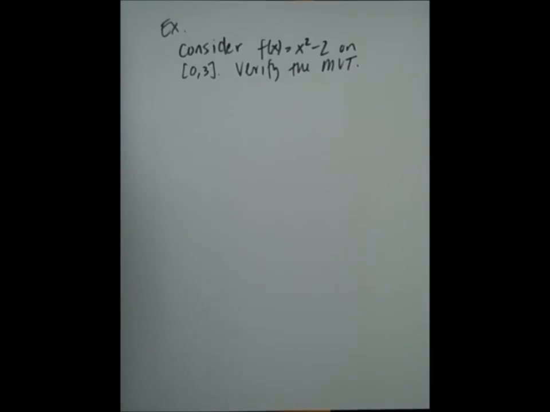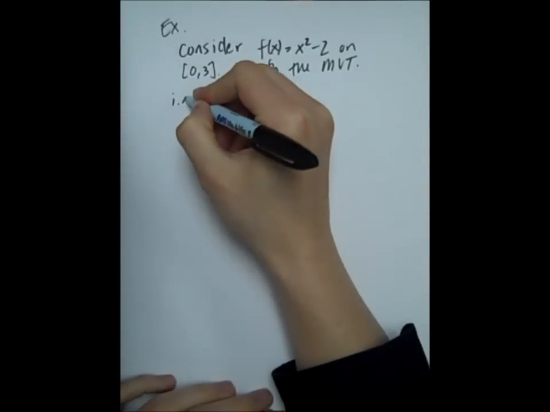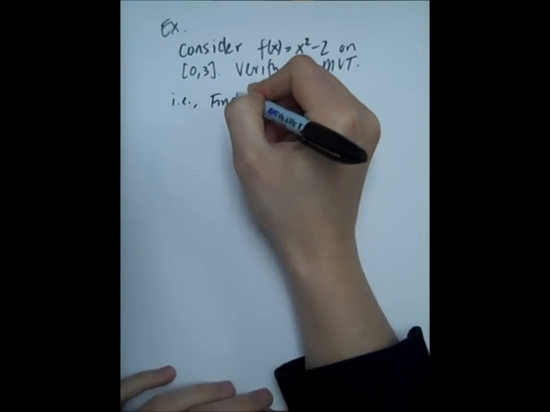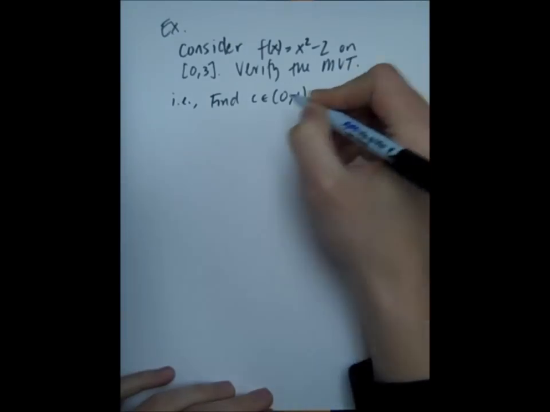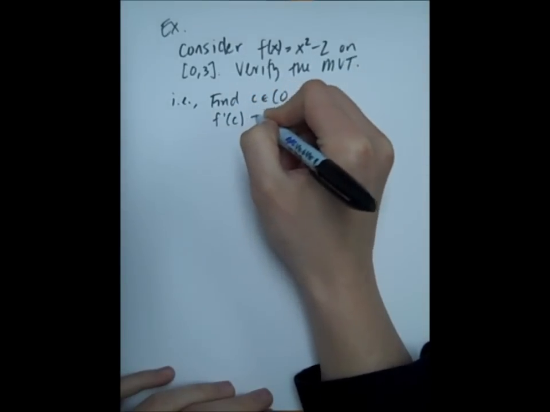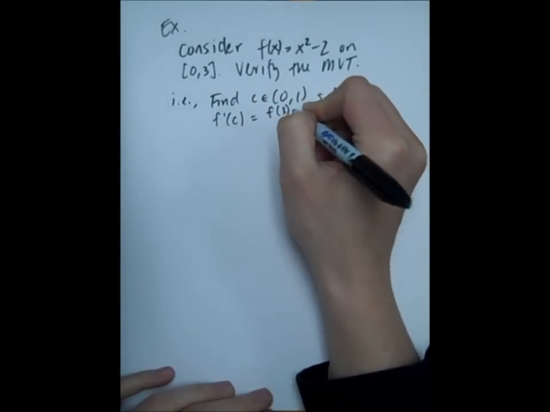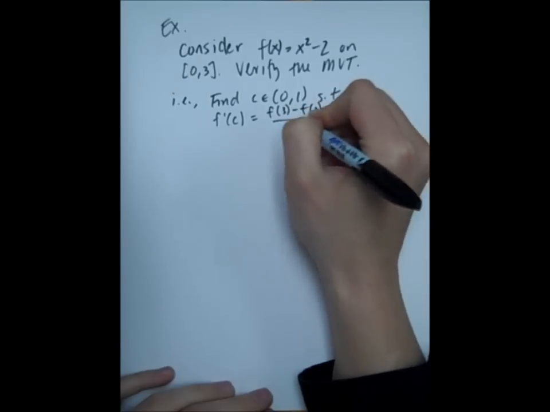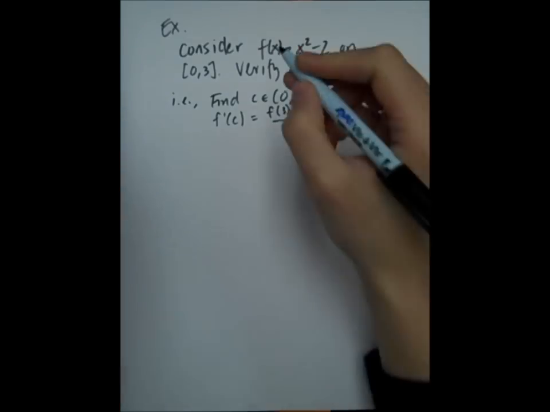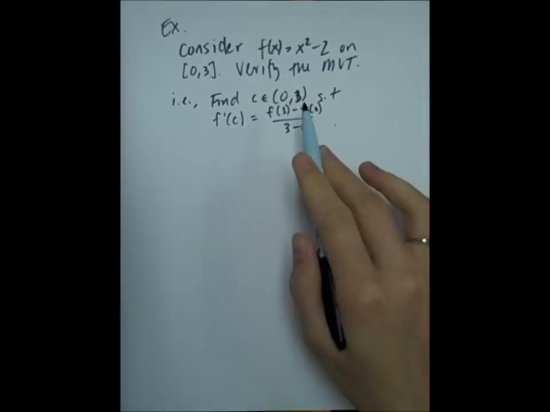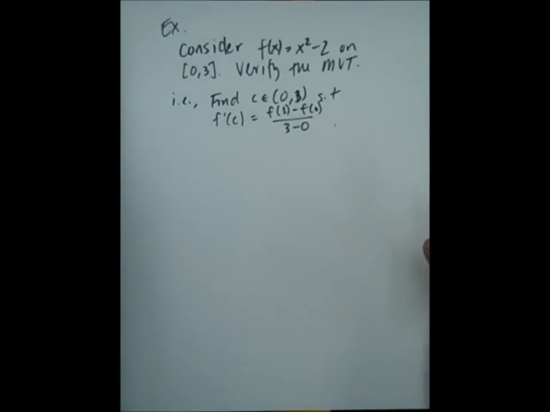When we say verify the mean value theorem, we're saying that we need to find a c. So what this means is that we need to find c such that f prime of c is equal to f of 3 minus f of 0 over 3 minus 0. That's what the mean value theorem says, that this should exist. So let's go ahead and find it.